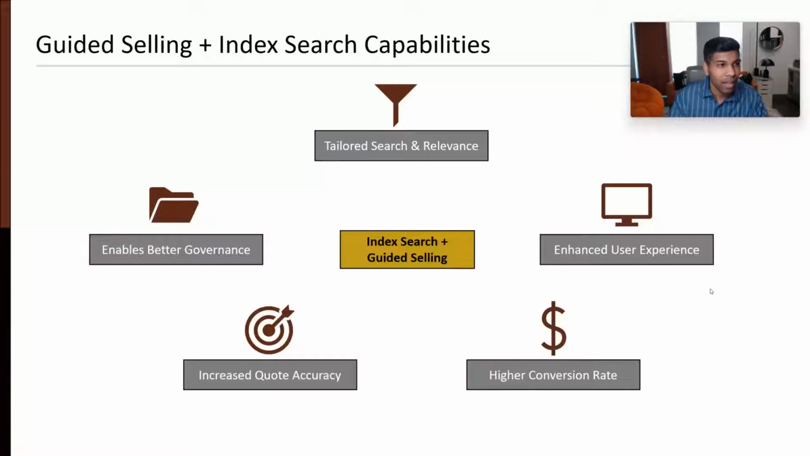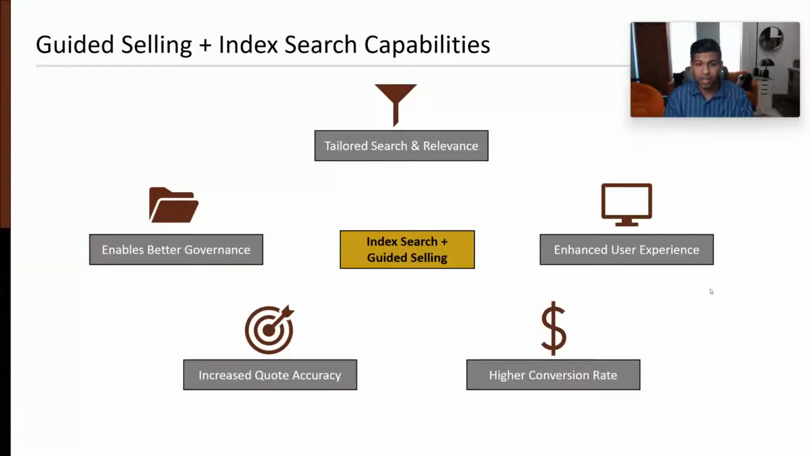Cool. Anyway, so guided selling and index search, I did hit on some of these, want to hit on them again. So you've got that added tailored search and relevancy, enhanced user experience. Something that I feel gets missed when I speak with folks is that it enables better governance. And what exactly does that mean, right?